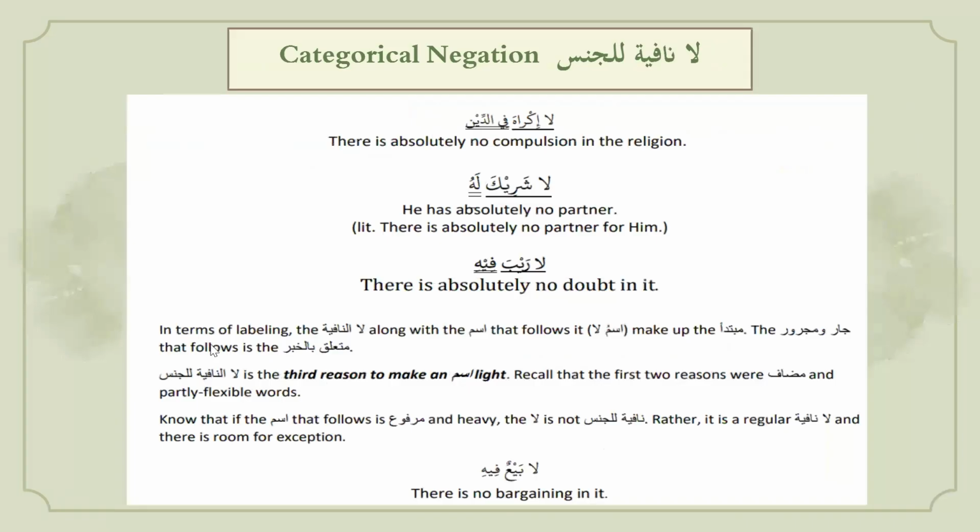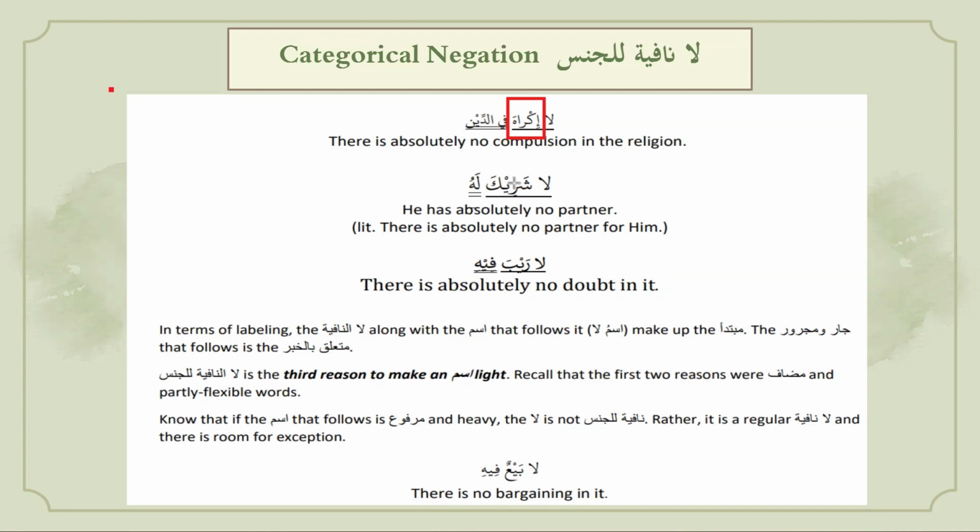Here are some examples. La ikraha fid dini. Just look at this la and then the ism ikraha. You can see that it has a single fatha, so it is light. It is also nakira because there is no al, and this is not a particular ism, not a pronoun, not a connector ism. So this is not marfa, this is nakira, and it is light, and it is mansoob with fatha. La ikraha fid din: there is absolutely no compulsion in the religion.